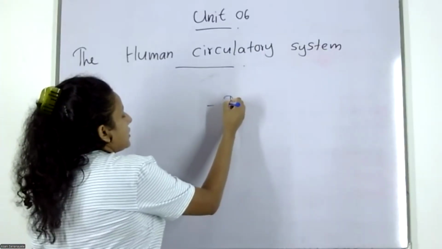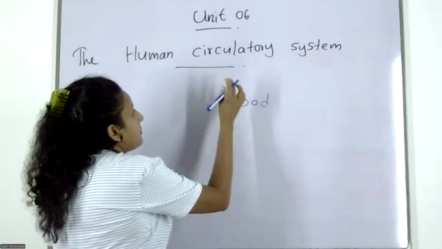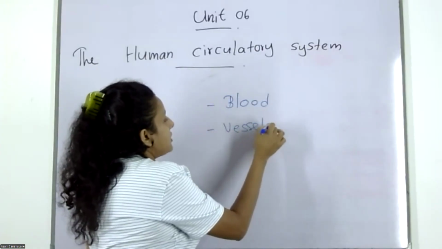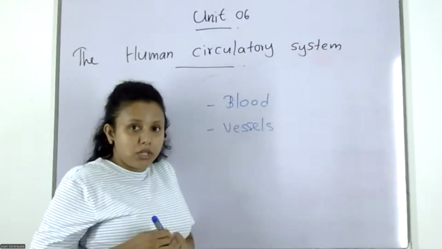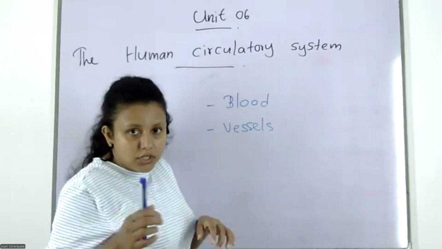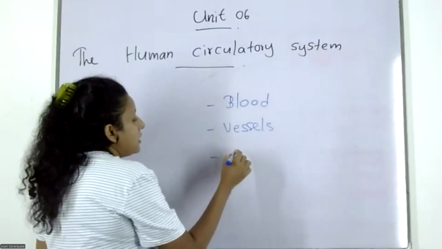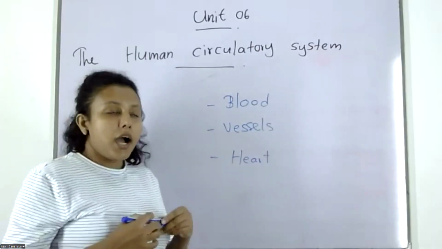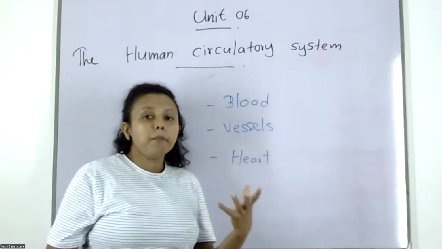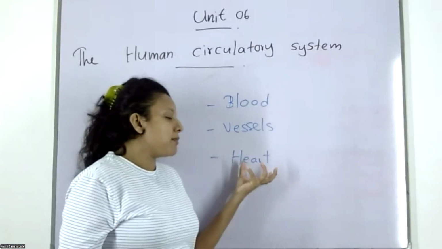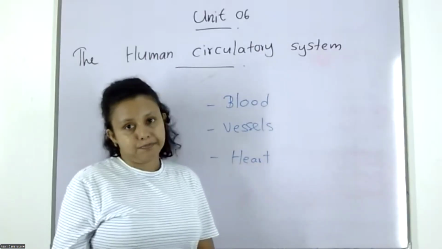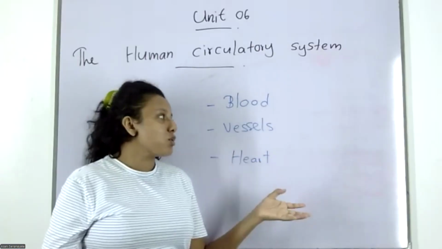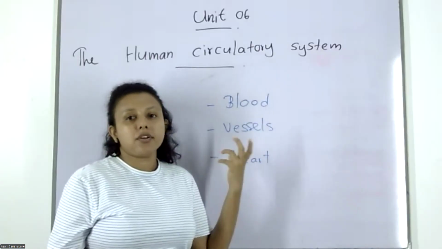The first thing is blood. Blood is part of the system. And again, blood vessels. Through the blood vessels, this blood is transported and circulated. And the third one is the heart. The heart is one of the main organs here. The heart is the one which pumps blood. The pumping of blood is done by the heart. Very important thing. So these are the parts of the human circulatory system.